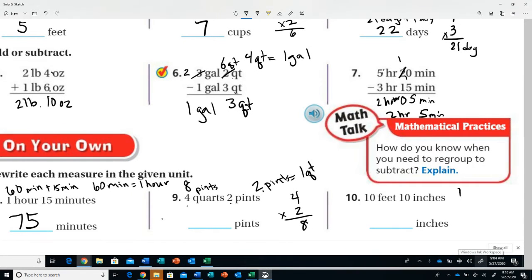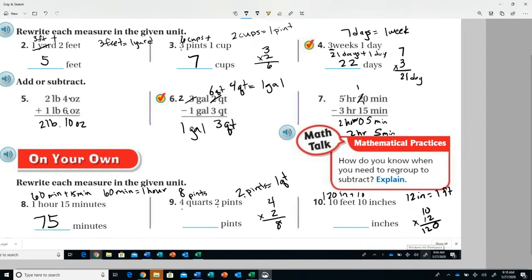So we know that 12 inches equals 1 foot. So my 10 feet, I'm going to multiply by 10, and hopefully you recognize this is a fairly simple question. The answer here is 120. You're going to have 120 inches plus 10. And again, I'm going to let you finish that question on your own.